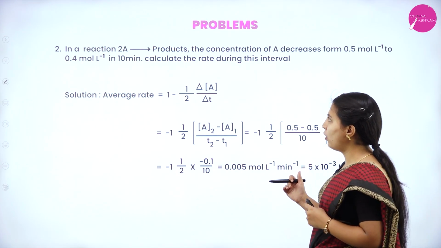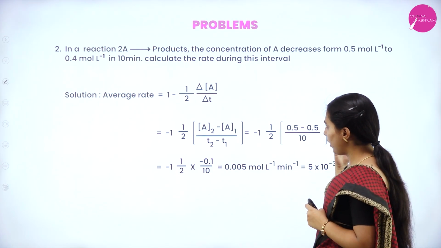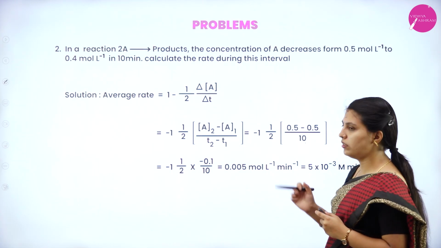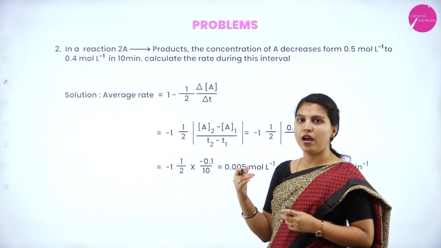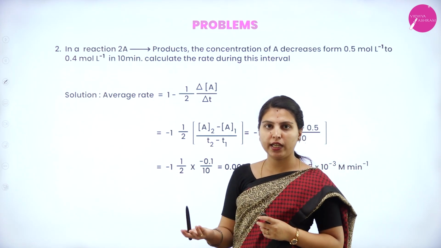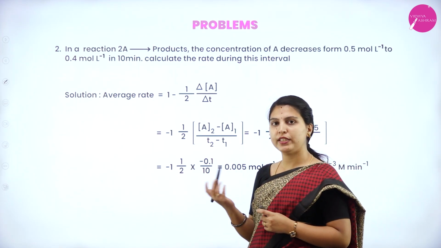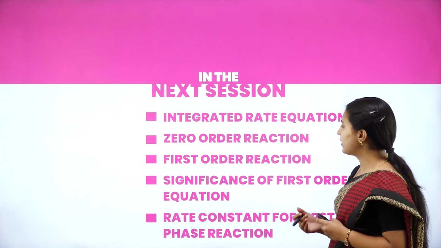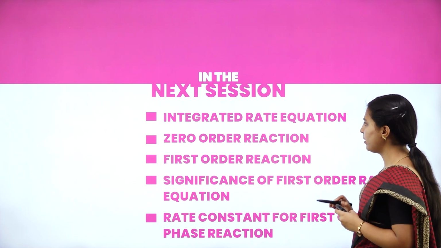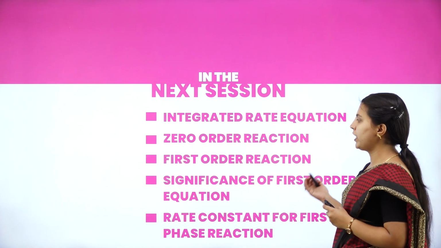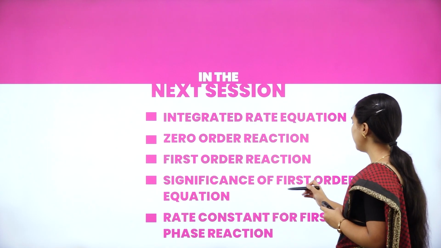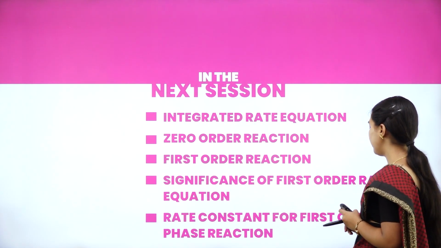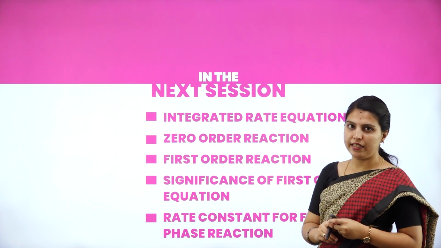Okay, this is how the rate of a reaction will be calculated in the given time interval. This is how we have seen order of a reaction, molecularity, and types of reaction with numericals. In the next session, we'll discuss the integrated rate equation for zero order reaction and first order reaction, the significance of the first order rate equation, and the rate constant for a first order gas phase reaction.